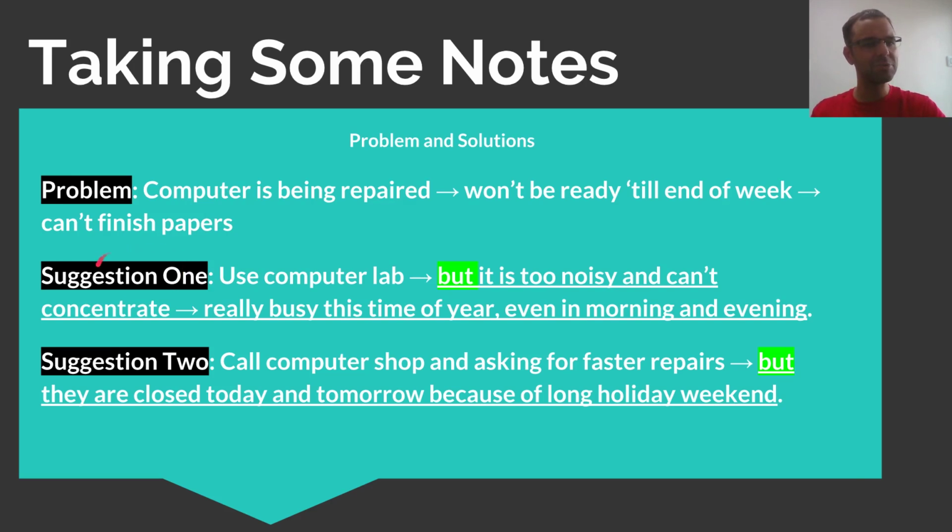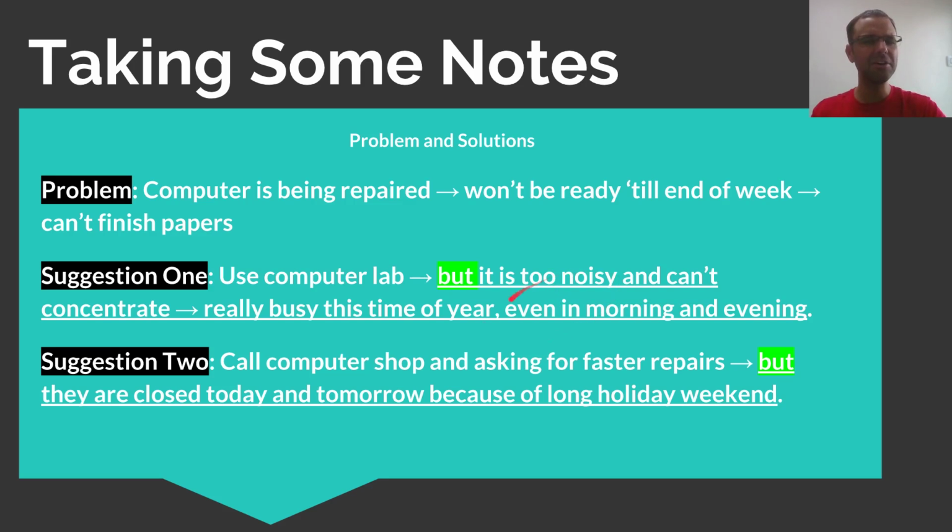Next up, you need to get notes about the first suggestion, which is stated a little bit later. In this case, the suggestion is to use the computer lab. And then I used the green here to show myself that I was now mentioning details about the objection to this suggestion. Remember, I said that the student with the problem will object to the suggestions because they're not perfect. In this case, her objection is, but it is too noisy there and she can't concentrate. It's really busy this time of year, even in the morning and evening.